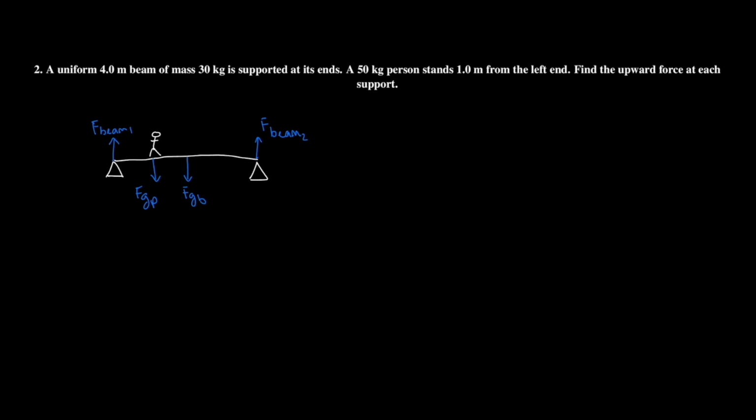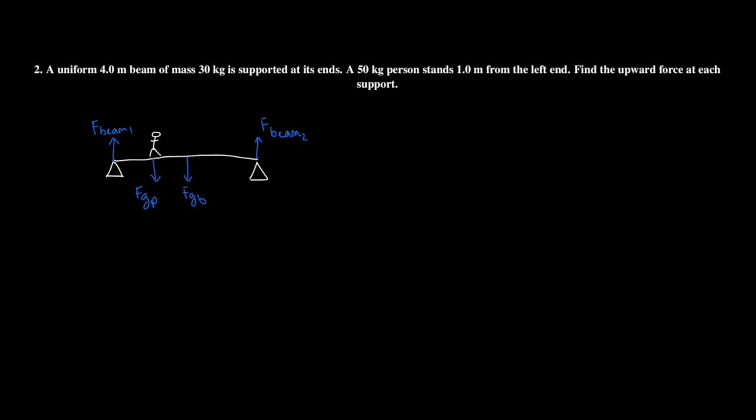And one very important thing to note is going to be where these forces come from. The force of the beam is always going to be at the center of mass. And the person, their force of gravity is going to be from wherever they are, which is 1 meter from the left, and the center of gravity, because it's a 4-meter beam in this uniform, is going to be in the middle, which is 2 meters from the left.